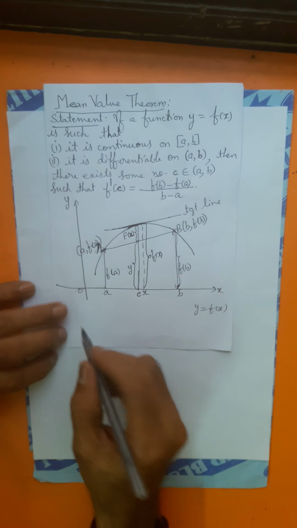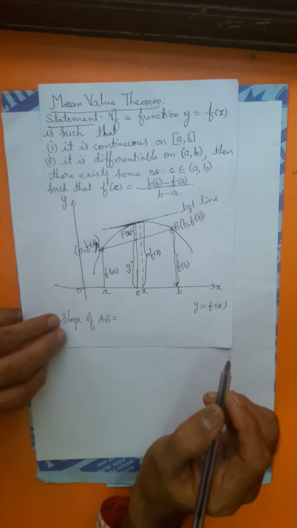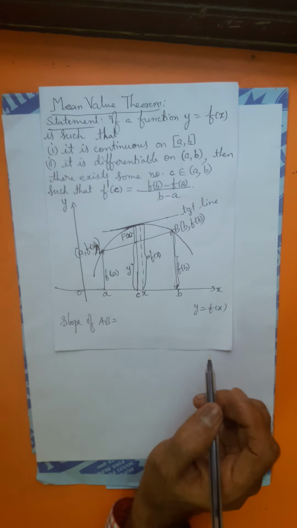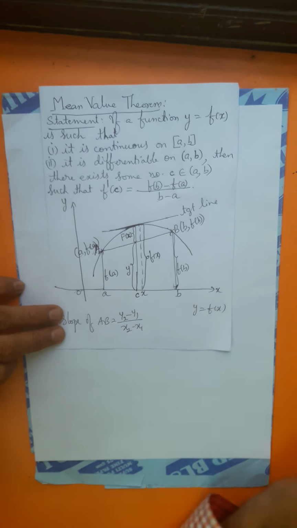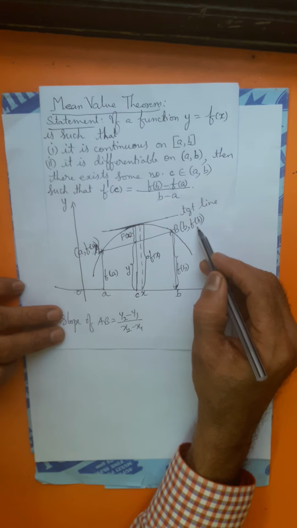What is the slope of AB? Tell me. Slope of AB, two point form. When two points are there, how do you write the slope of the line joining two points? It is y2 minus y1 by x2 minus x1. This is the slope formula. Here, what is y2? x2, y2 means f of b.